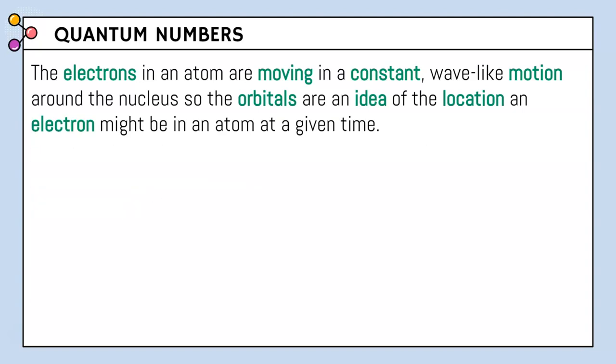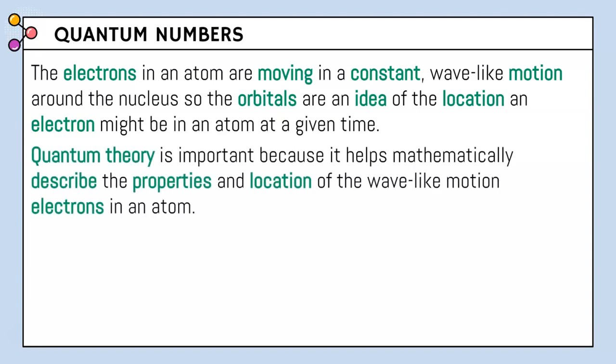More about orbitals. We've drawn orbitals with Bohr models. We know that there's orbitals out there, but actually those orbitals are invisible. They really don't exist. It's just an idea, a region of where an electron might be in an atom.